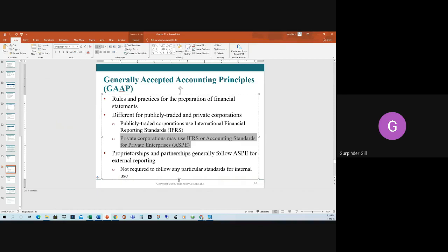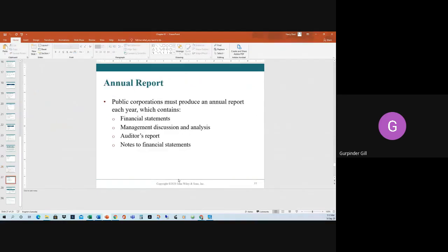Okay, so the only ones that have a choice here are the private corporations. The public corporations don't have a choice. They have to go with IFRS. When it comes to annual reports, over and above your financial statements, the four financial statements that we talked about, your financial statement set is always the same. You will always have those four financial statements.